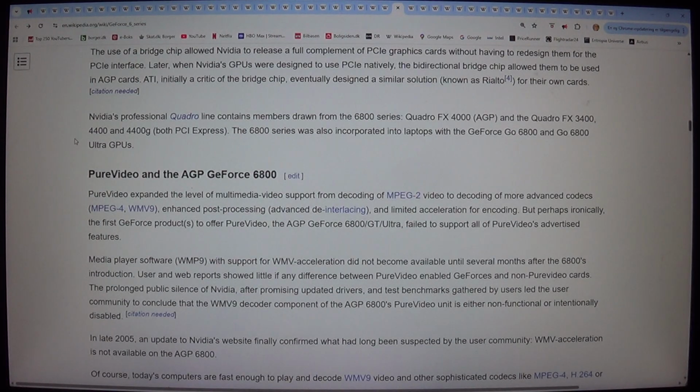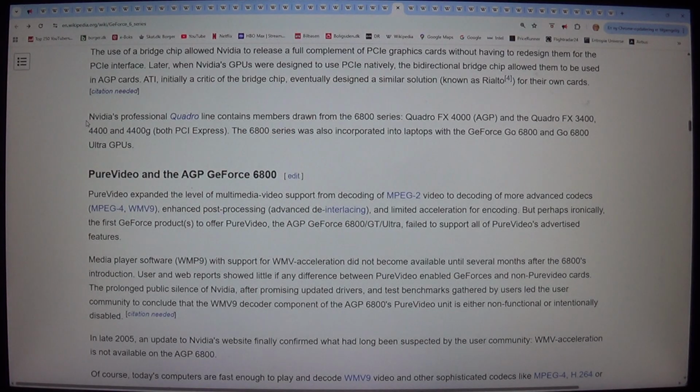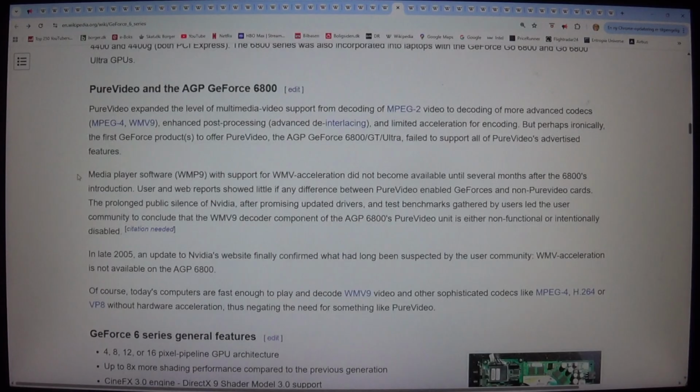NVIDIA's professional Quadro line contains members drawn from the 6800 series: Quadro FX 4000, AGP, and the Quadro FX 3400, 4400 and 4400G, both PCI Express. The 6800 series was also incorporated into laptops with the GeForce Go 6800 and Go 6800 Ultra GPUs.